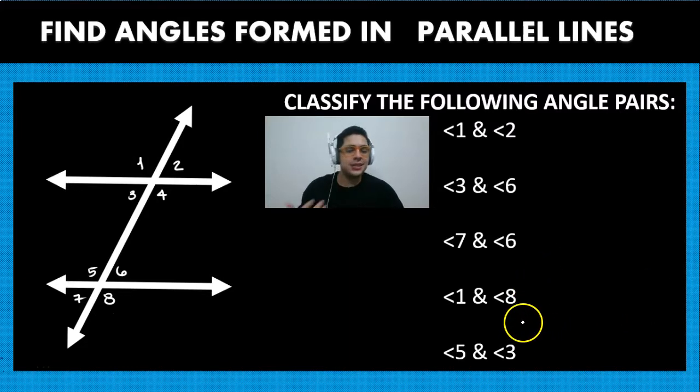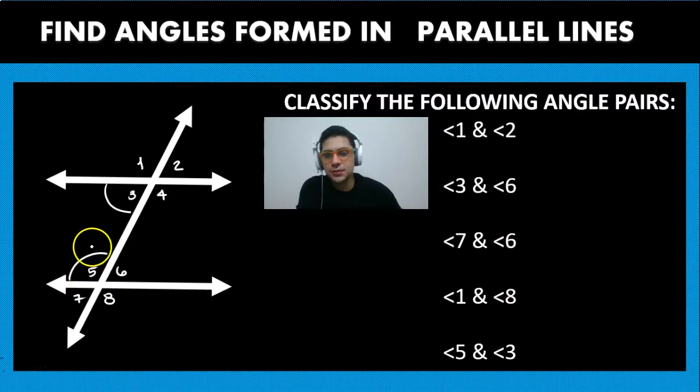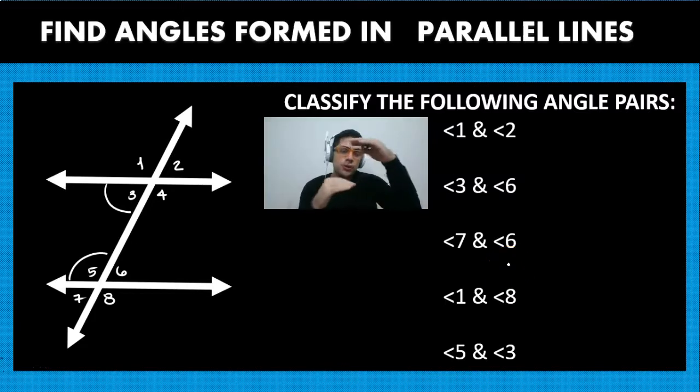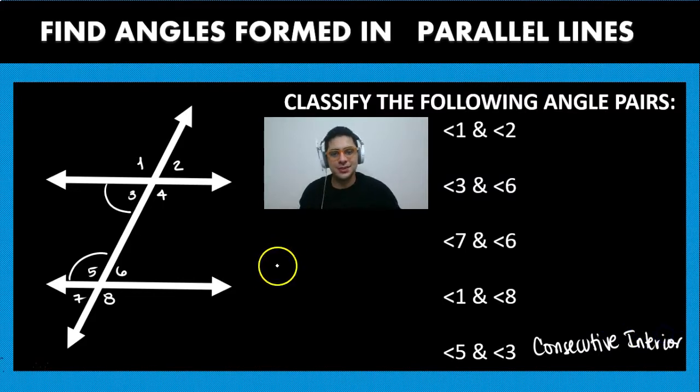Now, last but not least, we have angles 5 and 3. So angles 5 and 3 are going to be on the left side both. So they are on the same side of the transversal and they're both going to be internal. And because of that, we're going to call them consecutive interior angles, which means that they're going to be supplementary.